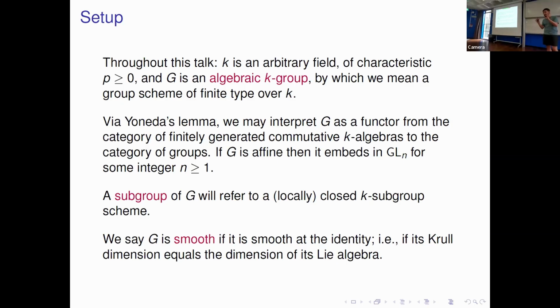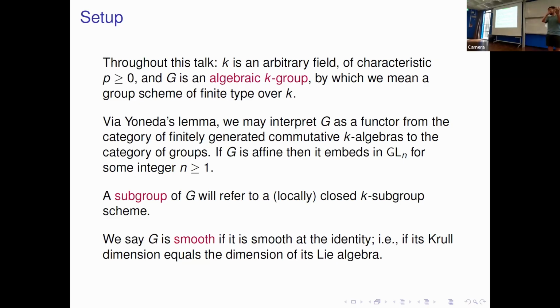Not all subgroup functors are of this form, but you can quite happily think of it like this. All right, more formalities. When I throw the word subgroup out there, I mean a locally closed subgroup scheme, which implies closed. And we say G is smooth if it is smooth at the identity. There are several characterizations, but we want its curl dimension to equal the dimension of its Lie algebra.